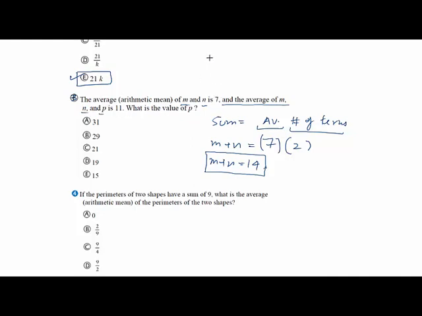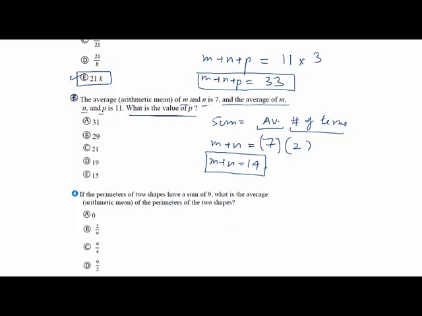Again we'll use the formula: sum of m, n, and p is equal to average times number of terms. The average is 11, and these are three terms, right? So we can write m plus n plus p equals 33, again using the formula. So m plus n plus p is 33. What is the value of p?